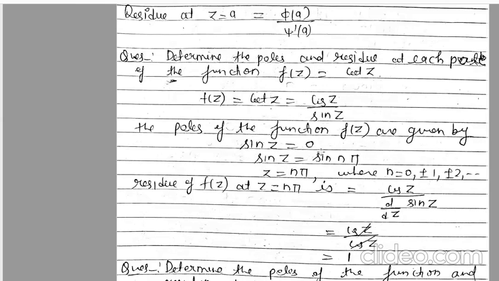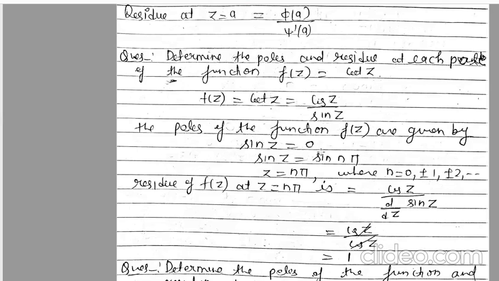Determine the poles and the residue at each pole of the function f(z) is equal to cot z. For the pole, I already told you that if you have your denominator, then you can find your pole. Otherwise, you cannot find your pole, right?